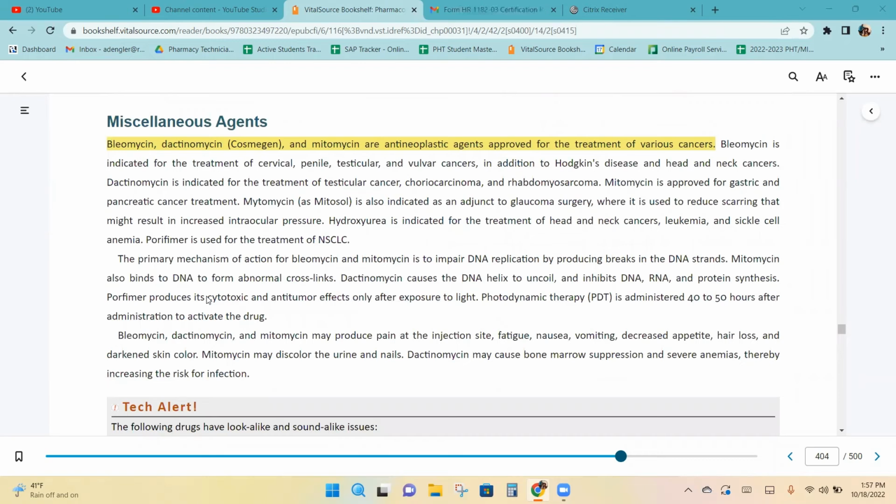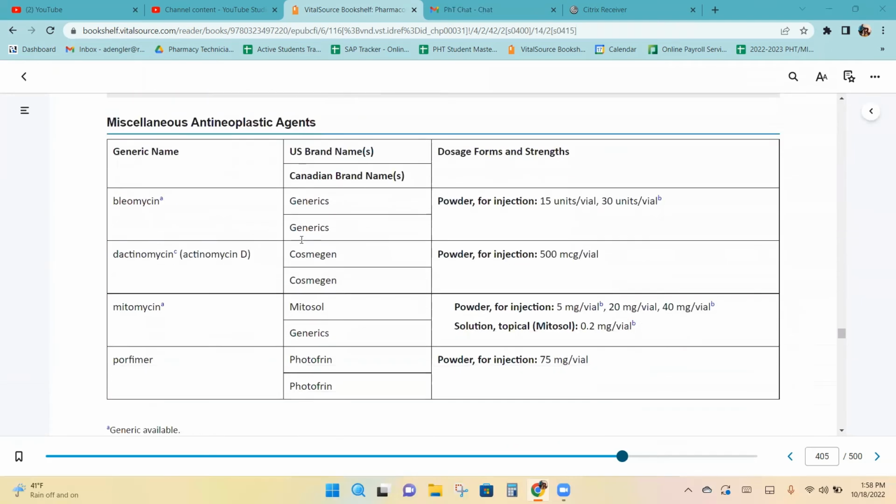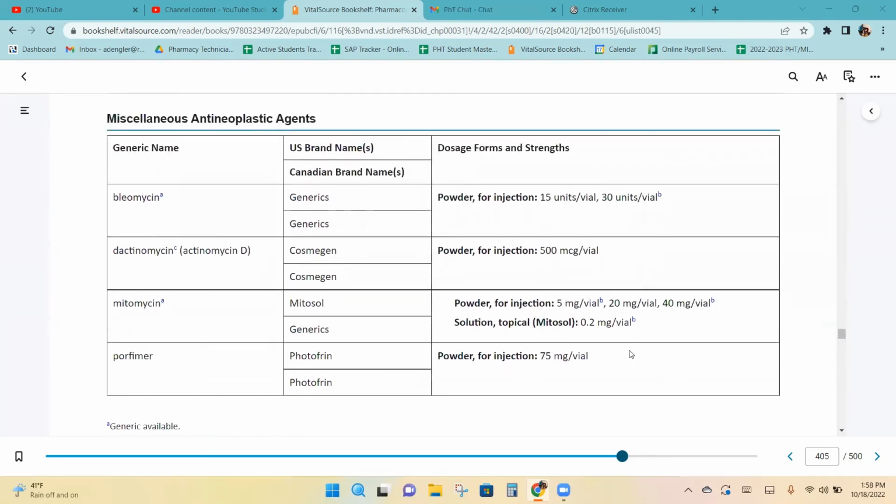Bleomycin, dactinomycin, and mitomycin are antineoplastic agents approved for the treatment of various cancers. Bleomycin is indicated for the treatment of cervical, penile, testicular, and vulvar cancers, in addition to Hodgkin's disease and head and neck cancers. Dactinomycin is indicated for the treatment of testicular cancer, choriocarcinoma, and rhabdomyosarcoma. Mitomycin is approved for gastric and pancreatic cancer. Mitomycin is also indicated as an adjunct to glaucoma surgery. And the dosage forms and strengths are listed here.